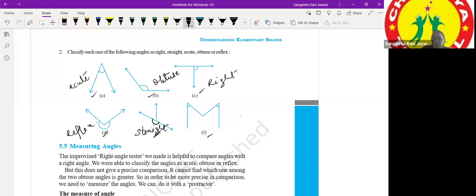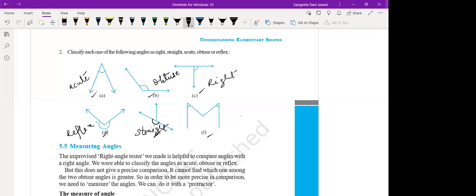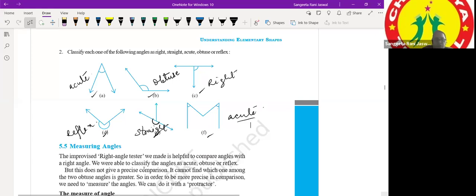Next, Shreyansh, tell me this one. Ma'am, these two angles are both acute. Both are acute. Okay, now measuring angles.